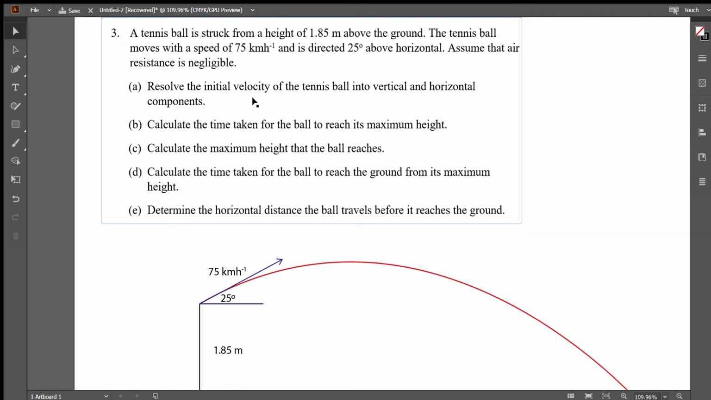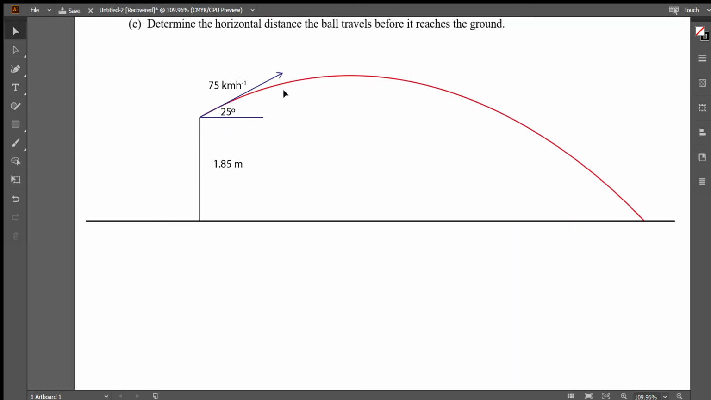First, we need to resolve the velocity into vertical and horizontal components. This is much like what we've done before, except the only difference is we need to convert the kilometers per hour back to meters per second. So we know that to go between meters per second and kilometers per hour, we just multiply or divide by 3.6. If we have meters per second to kilometers per hour, we multiply by 3.6, and the other way, divide by 3.6.